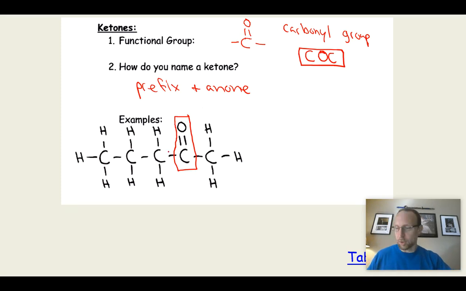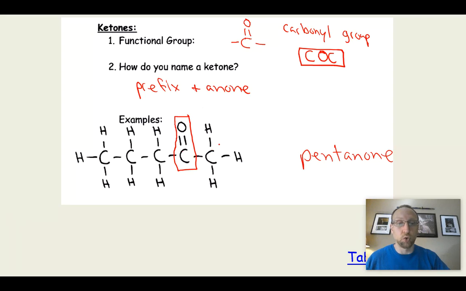So how do we name this? Well, it's 1, 2, 3, 4, 5 carbons. So our prefix off of table P is pent. And ketones end in anone. And then where is our carbonyl group? Where is our functional group? We need a number for location. Don't forget about our common rules. So which carbon is this double O on? Lowest possible number? 2, right?